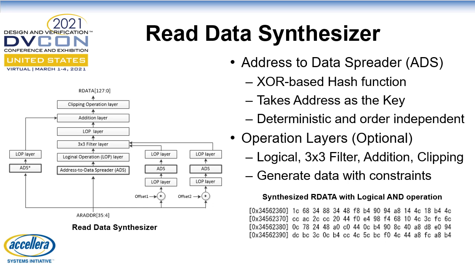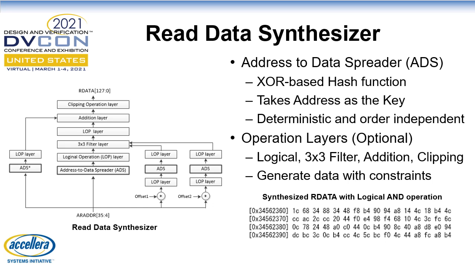This slide shows the microarchitecture to synthesize read data. The core function is the address-to-data spreader, which is an XOR-based hash function that takes address values as the key. The author adopted an XOR-based hash function because it is deterministic, independent from the access order, and easy to implement with a very small area overhead.